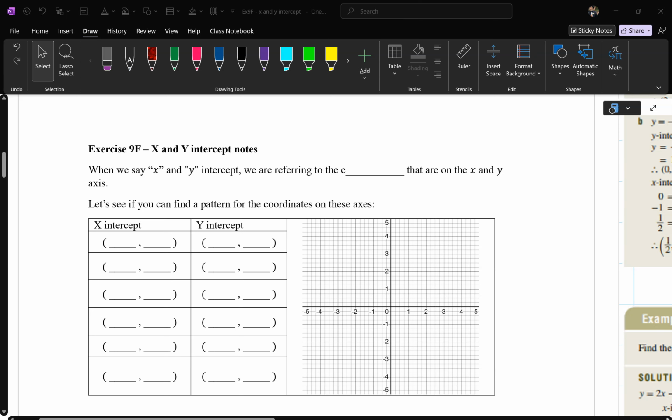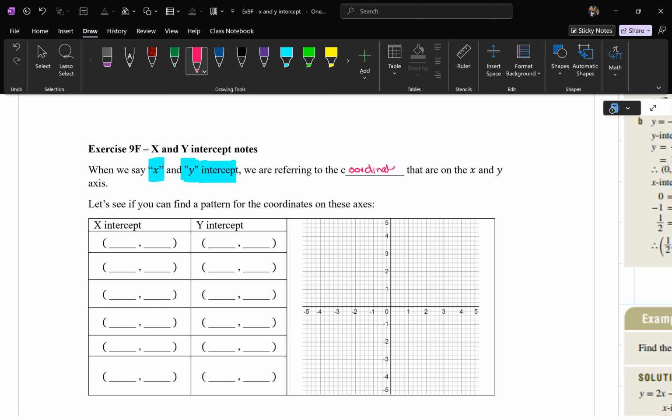Hey there. In this video, I'm now going to go on to exercise 9F, where we're going to learn about sketching straight lines using the x-axis and the y-axis intercepts. Now, what are they? What is an x and a y intercept? It refers to the coordinates. Remember, coordinates have an x and a y value. It's the coordinates that specifically sit on the x-axis and the y-axis. There are two different points there.